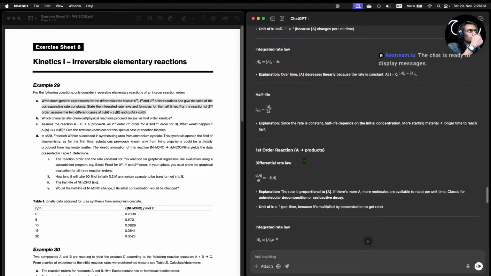First order reaction, A to products. Differential rate is minus k times [A]. Again, we're not talking about initial concentration. Explanation: the rate is proportional to the concentration of A. If there's more A, more molecules are available to react per unit time. Classic for unimolecular decomposition or radioactive decay. Units of k: per second, per time, because it's multiplied by concentration to get rate.